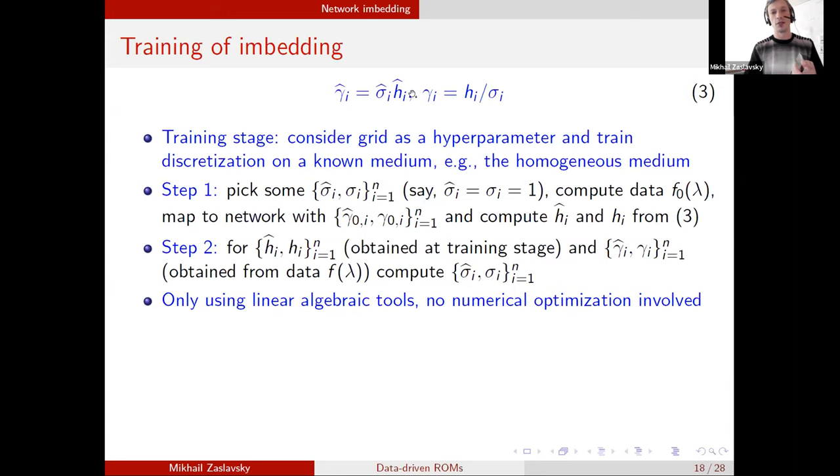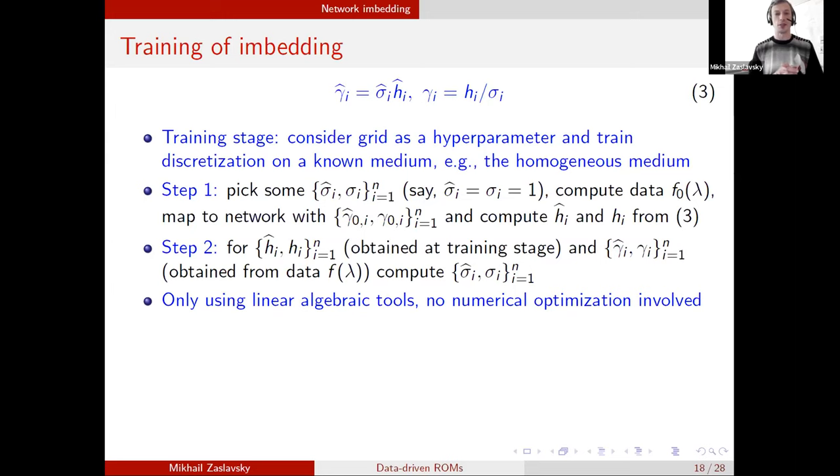Then, returning to our true data, when we already know our grid steps, we can compute gamma I and gamma I hat, and then under known grid steps h I and h I hat, we can infer the medium parameters sigma I and sigma I hat. So basically it is a two-stage process. In the first stage, we do training for a background with known sigma I and sigma I hat and obtain the grid parameters h I and h I hat. After the training is performed, we can infer the medium parameters for our given data using just the same formulas, but with grid parameters already known.